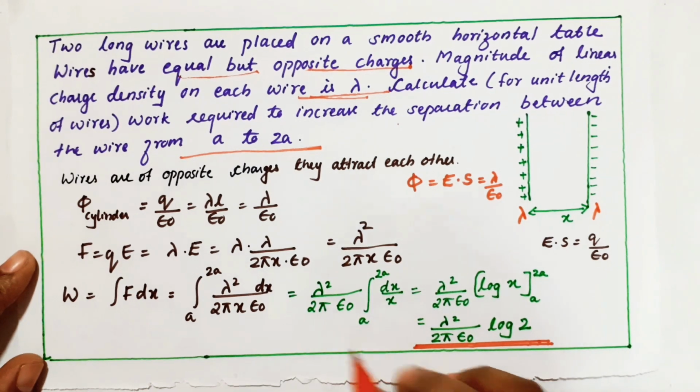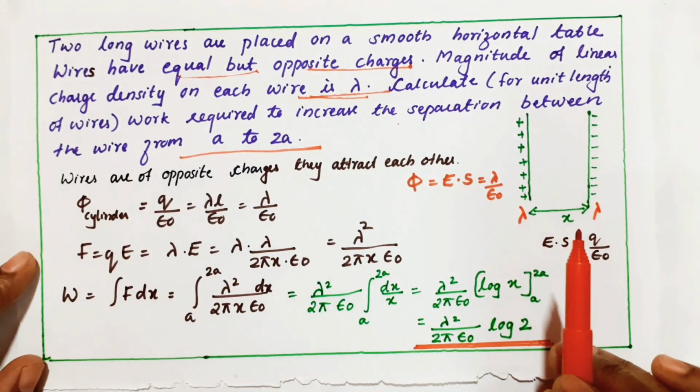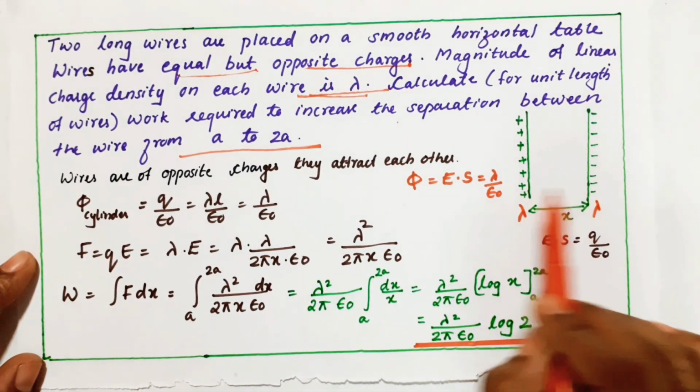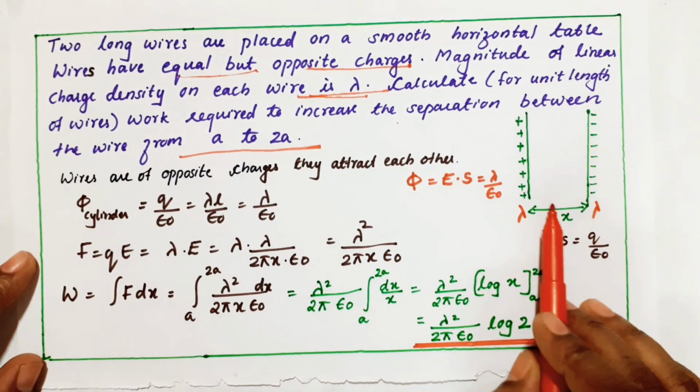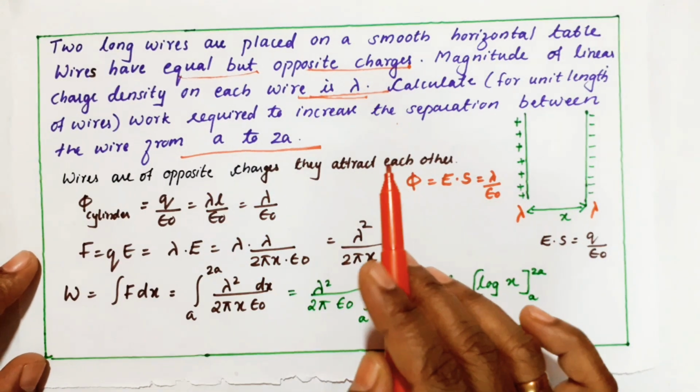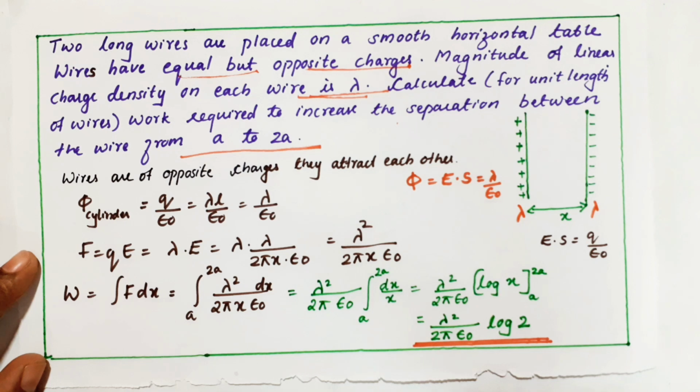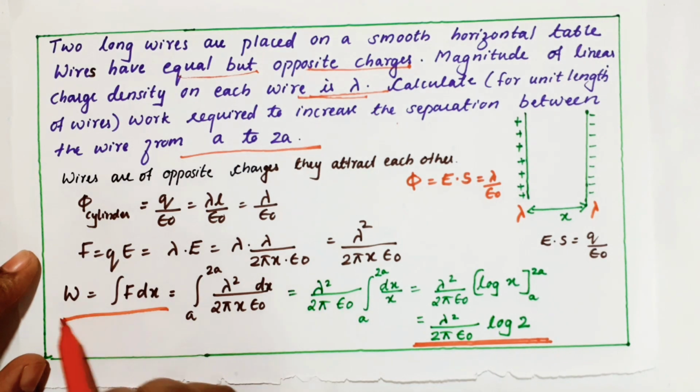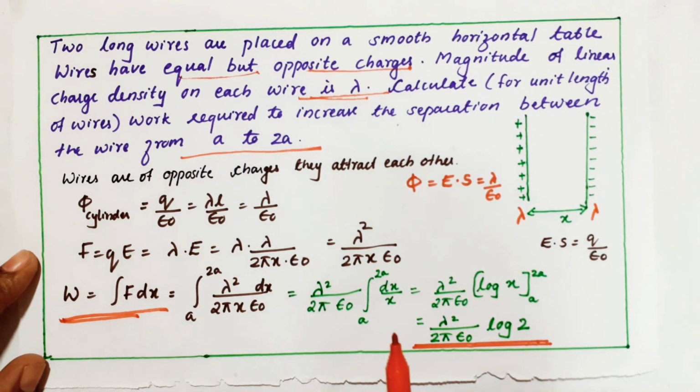So by seeing the wires, you can understand that they are unlike charges, so definitely they show an attraction. If we need to move from A to 2A, definitely we should do some work. Work is nothing but force into displacement. So your general equation for work is force into displacement.